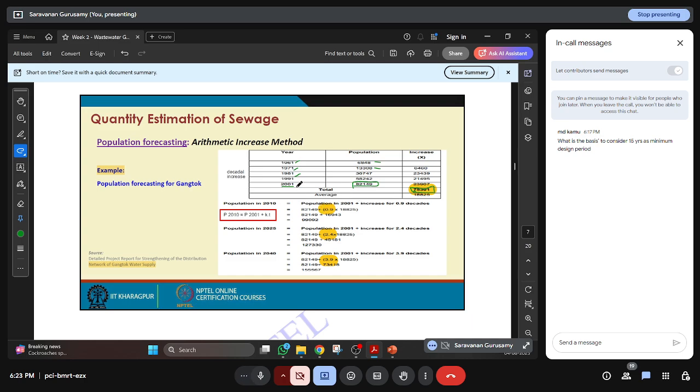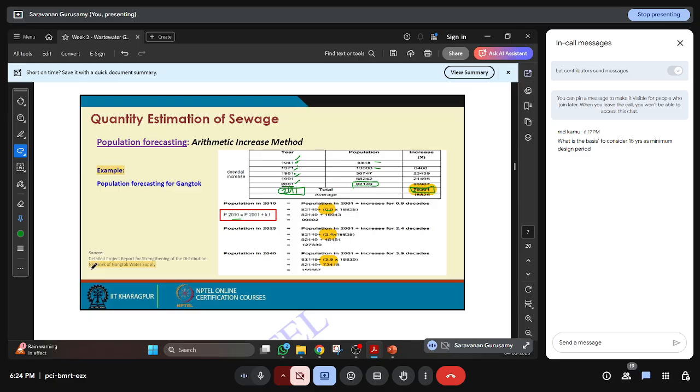2010's population, right? So 61 to 71 is one decade. So 2001 is one decade and 2011 is the next decade. But they are asking for 2010, so 0.9 is my decade. You got it. So if you want the population of 2011, you can directly add. If you want the population of 2010, you can multiply with the 0.9 and you can add, right? So you can refer to this.